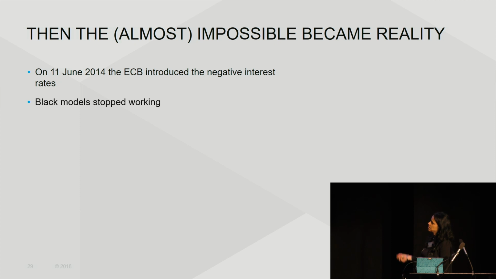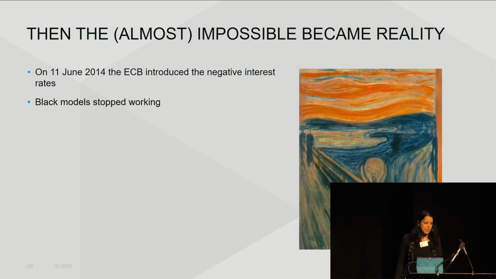The Black model says that the distribution of forward interest rates is lognormal, so you can't have negative interest rates. And at that point, all the software houses who managed this stuff panicked. And they all had to decide, as quickly as they could, to do something about it. And we decided to change model.